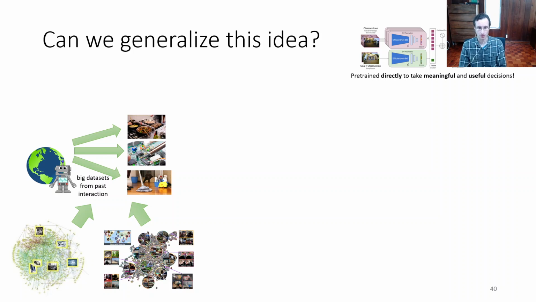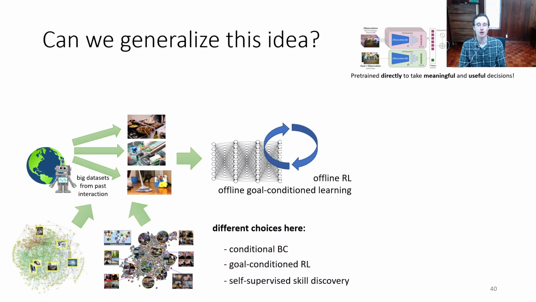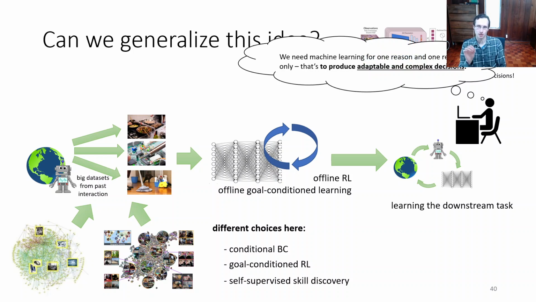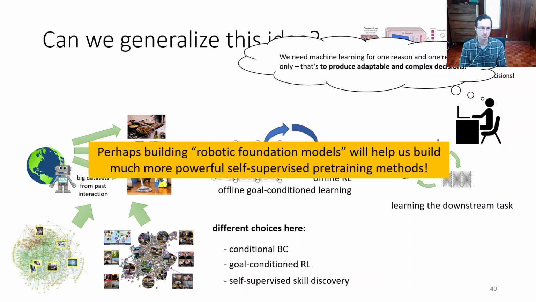that we can use to figure out decisions and their outcomes, and we use this to train a large model with offline RL or offline goal conditioned learning or some other kind of decision-centric objective, and there we have a variety of different choices, then perhaps we'll acquire a general representation that can be suitable for learning a downstream task that is particularly attuned to making decisions and reasoning about their consequences. And if we need machine learning for one reason and one reason only, to produce adaptable and complex decisions, this kind of decision-centric pre-training could be very powerful, not just for robotics, but far beyond that. So perhaps building robotic foundation models will help us build much more powerful self-supervised pre-training methods more generally.